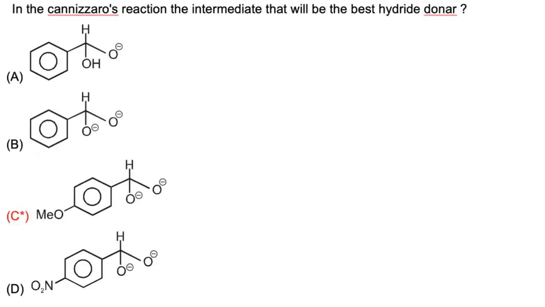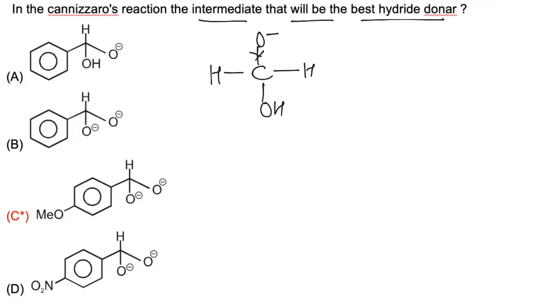In the Cannizzaro reaction, which intermediate will be the best hydride donor? So during the Cannizzaro reaction, if a formaldehyde molecule is taken, then O negative OH is formed. Now this O negative will be an electron donor, due to which this H negative will migrate faster. So when more donating groups are attached, then the transfer of H negative becomes easier. Now in this case one O negative and one OH is present.